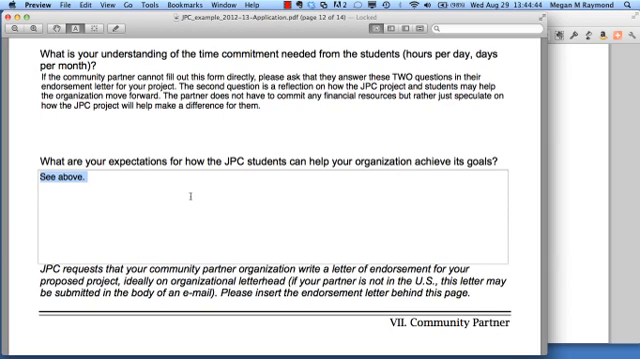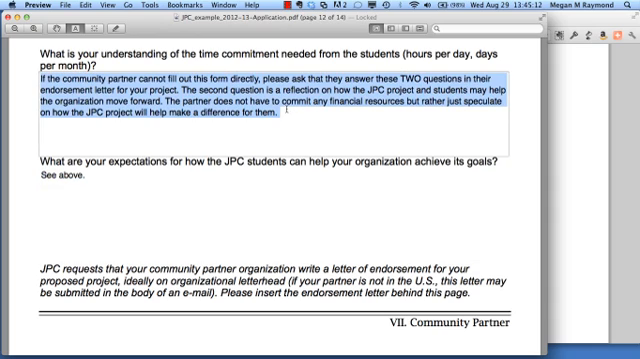And then I think also asking the community partner here what their expectations are for how the JPC project and the students can help move their organization toward its goals. So it's a way for them to think about how this JPC activity fits into what the community organization is trying to achieve overall. These two questions can be addressed in the endorsement letter, but if it can be on this hard copy form, all the better.